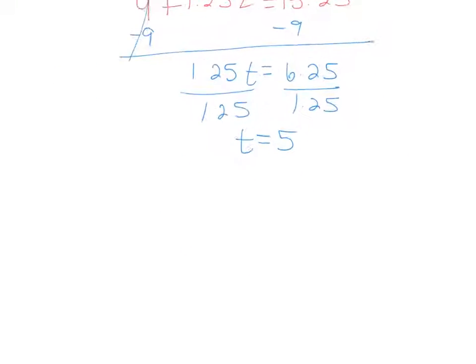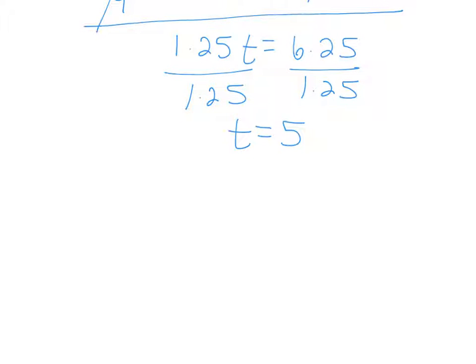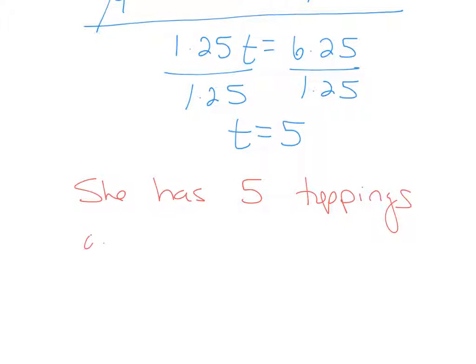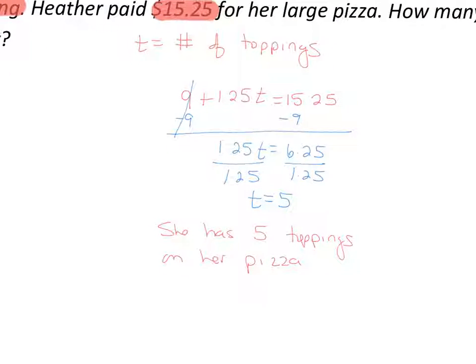So writing my final sentence here, put something like, she has 5 toppings on her pizza. Okay, and that would be my finishing sentence. Again, keep in mind, a problem like this is going to be worth 4 points. So you're going to have a point to define the variable, a point to write the equation, a point to solve it, and then a point to write your final sentence. All right, and that concludes notes for Chapter 2, Lesson 2.